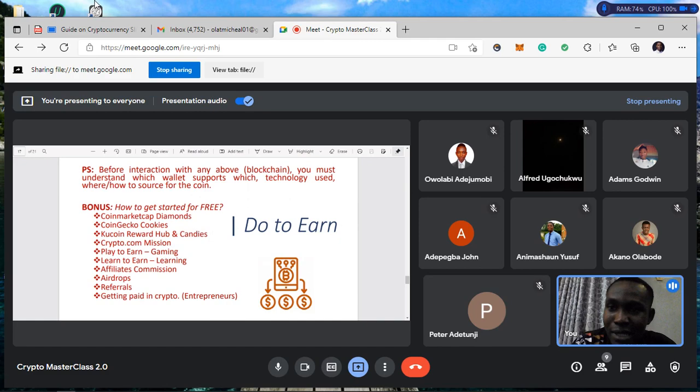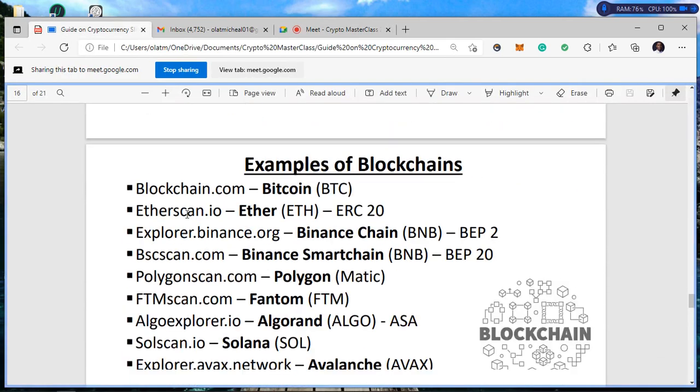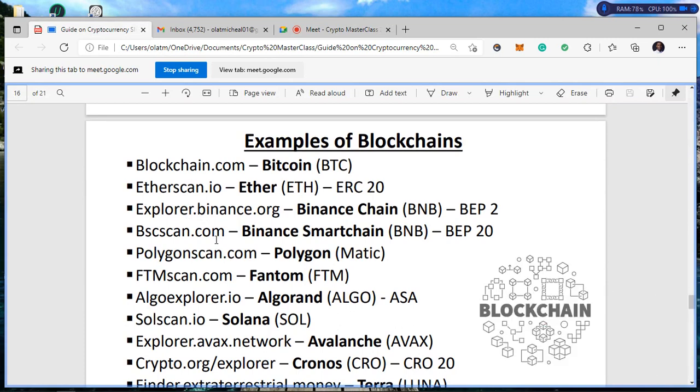So I'll start from these examples of blockchain. We'll begin to look at these blockchains one after the other, analyze them and see how we can use them. If we can cover at least the majority of them, we'll visit them. We'll see how transactions are performed, what this is, what that is, and how you can look for a coin on any of these blockchains. So if a project is launching tomorrow and is on Binance Smart Chain, you can get information on that coin even on the blockchain.